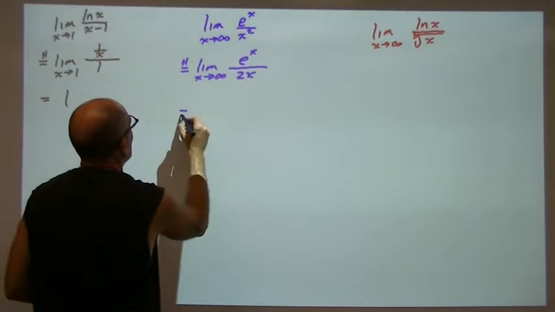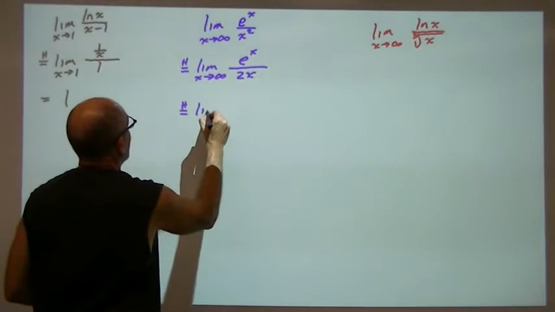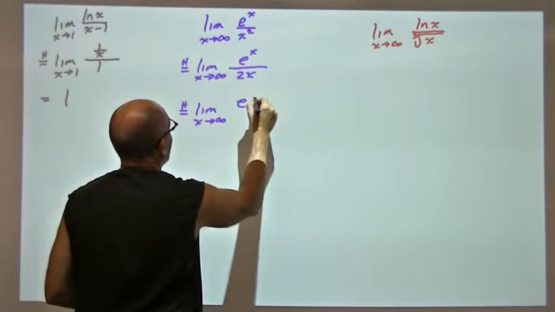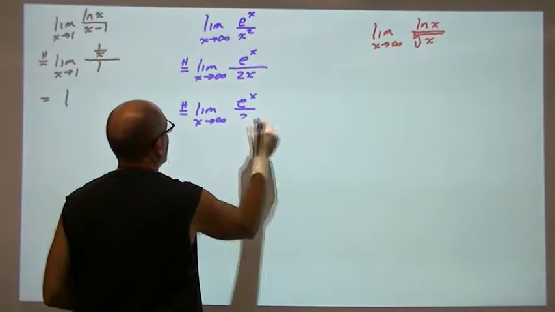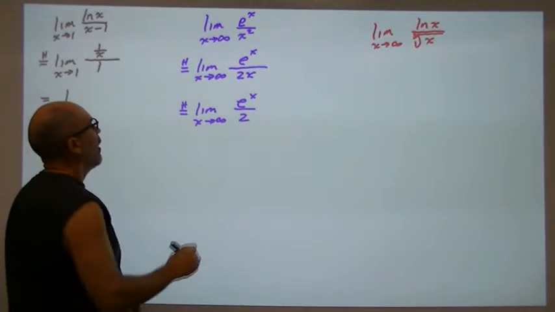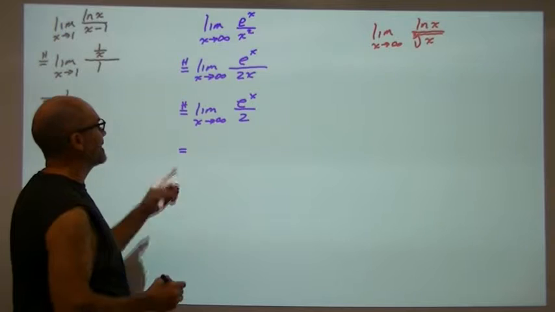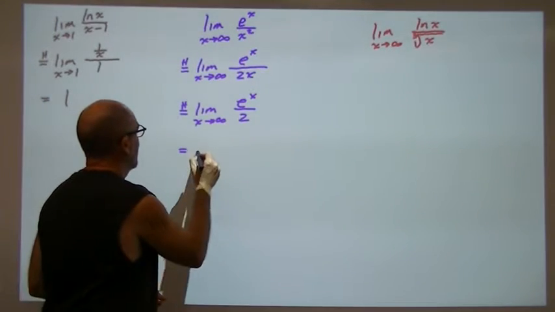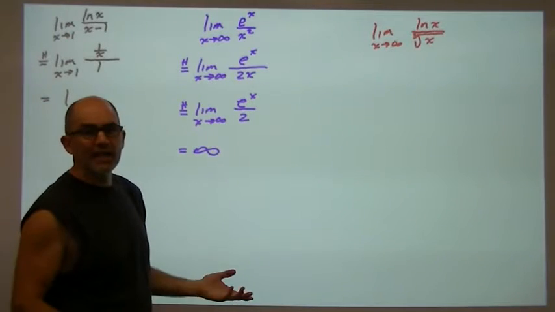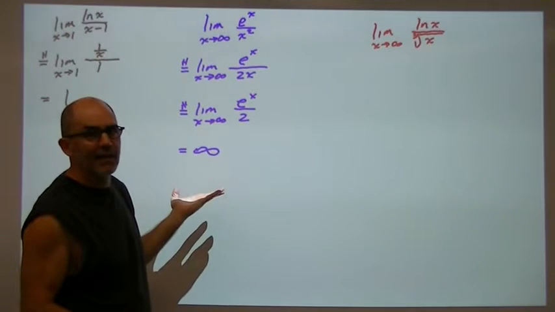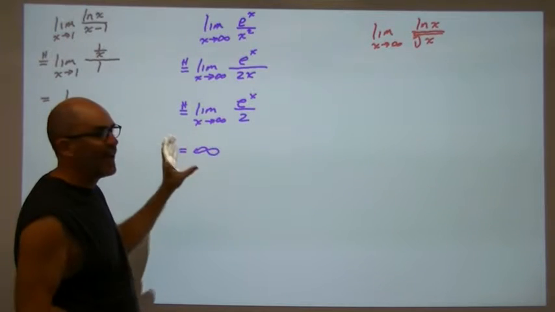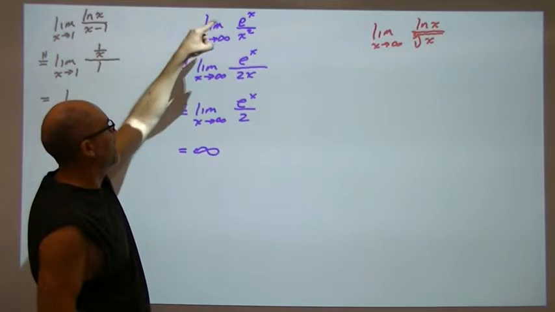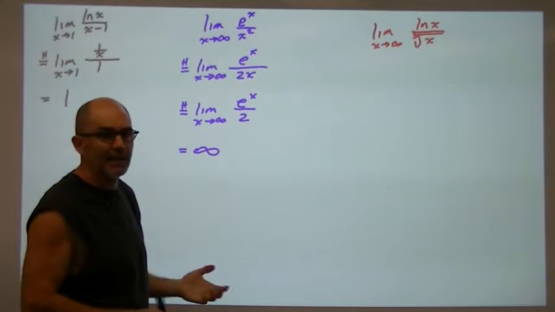Okay, so the limit as x approaches infinity of e to the x over the derivative of 2x, which is 2. All right, now, when we let x approach infinity, we have e to the infinity, which is infinity. That's no longer indeterminate. It's infinity. Now, it's not a defined value, but we know for sure the limit as x approaches infinity of e to the x over x squared is infinity.